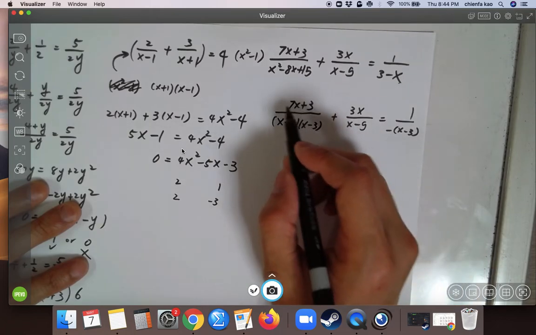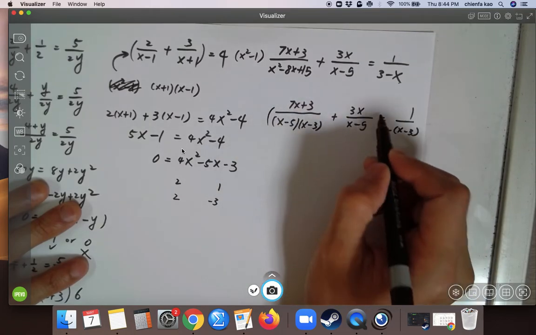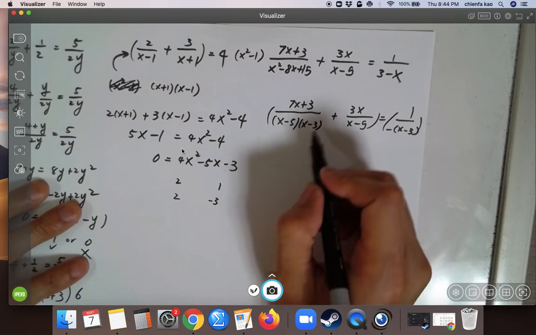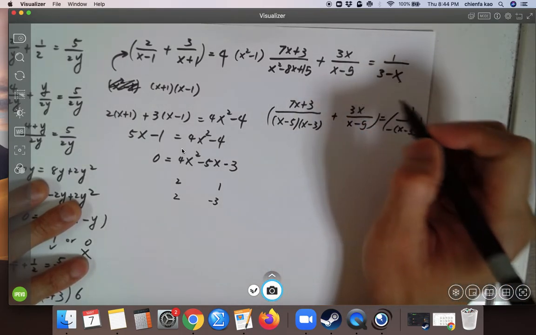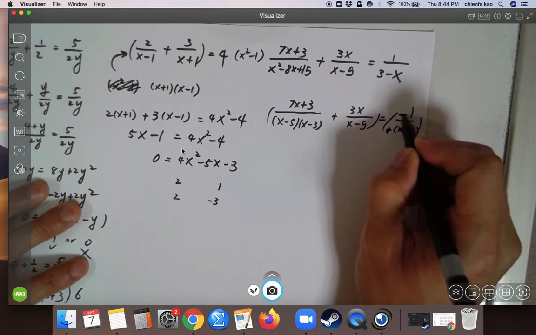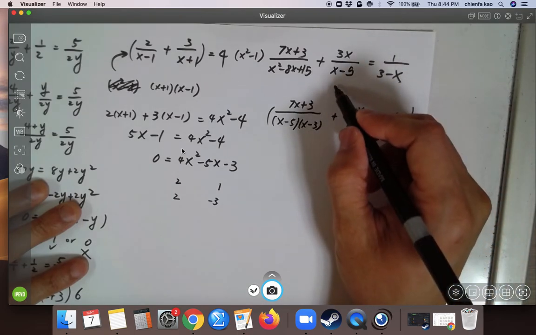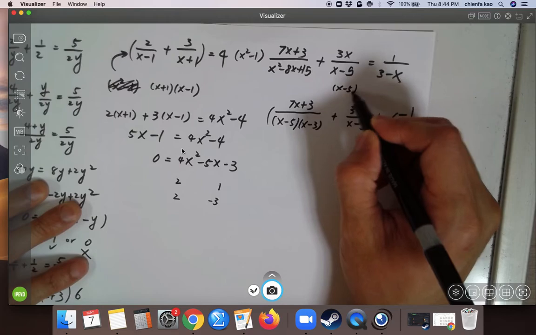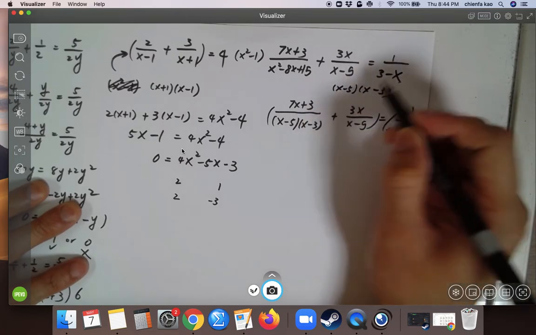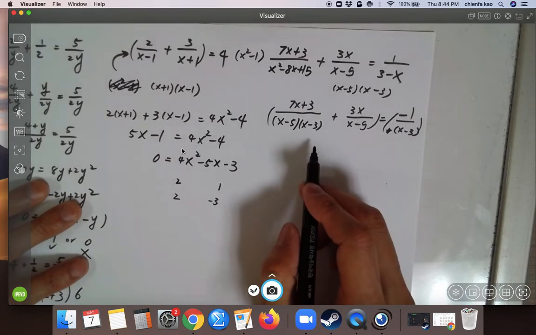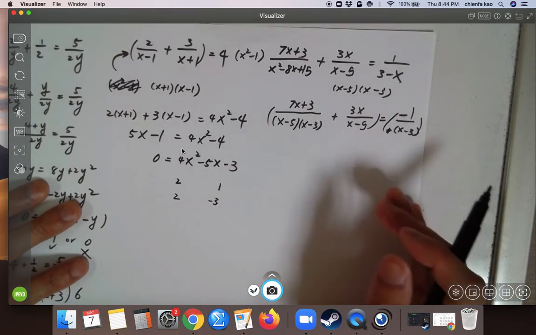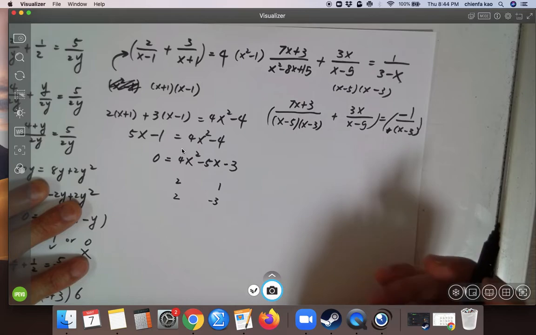So now, on both sides, I'm going to multiply by this, because we can cancel everything out. So let's rewrite this thing with the negative at the top. So we're going to multiply x minus 5, x minus 3 on both sides, right? Why don't you pause the video and then try to work it out from there. I gave you enough clues.